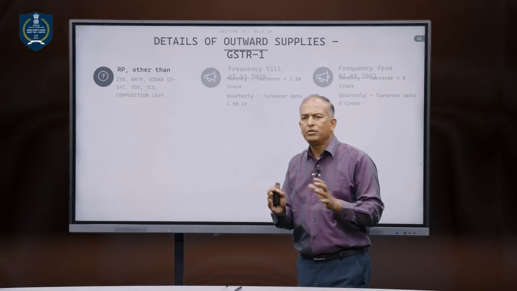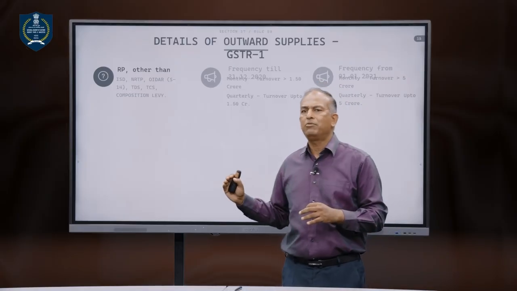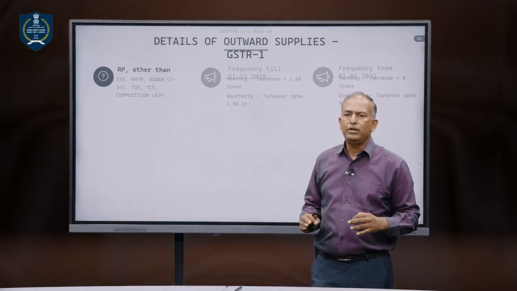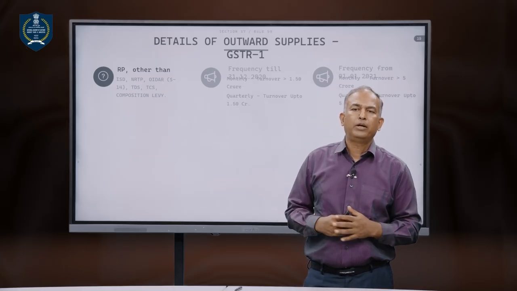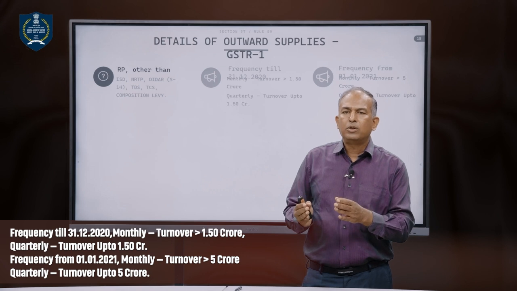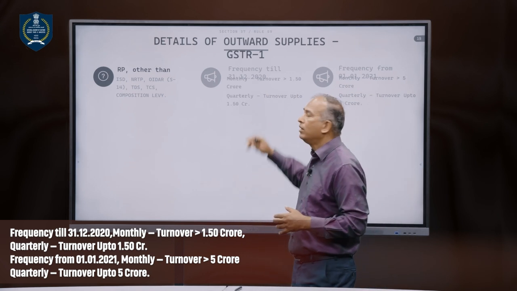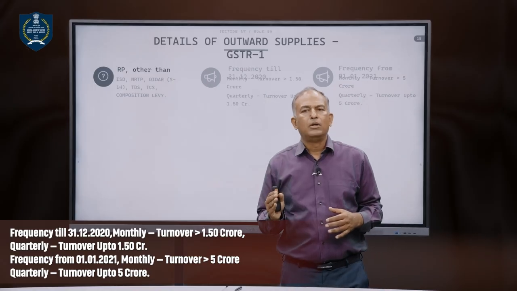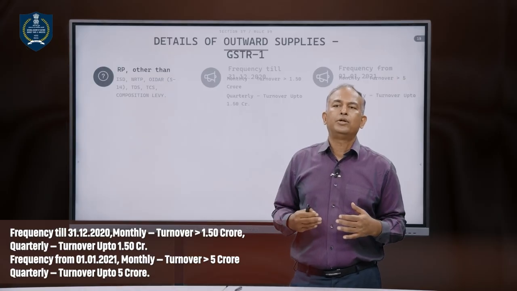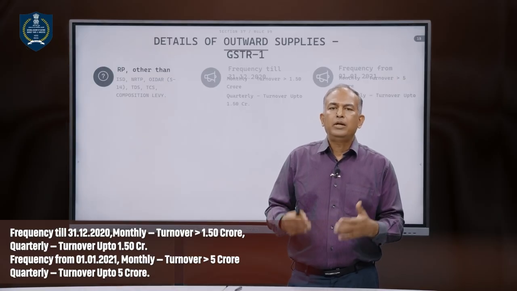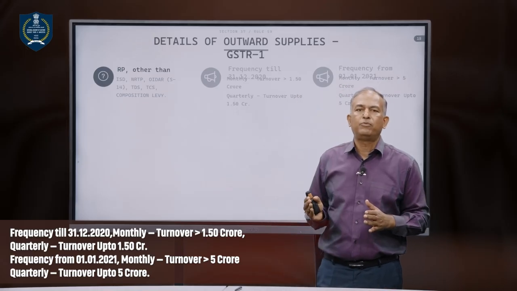Here, because of the screen resolution, there is a little movement in the PPT. Kindly bear with me. Now, till 31/12/2020, if there was a normal taxpayer whose turnover was less than 1.5 crores, he had an option to file a quarterly GSTR 1. But if his turnover was in excess of 1.5 crores, he needed to mandatorily file a monthly GSTR 1. That is, every month, he needed to file a GSTR 1 on a monthly basis, if his turnover was in excess of 1.5 crores.